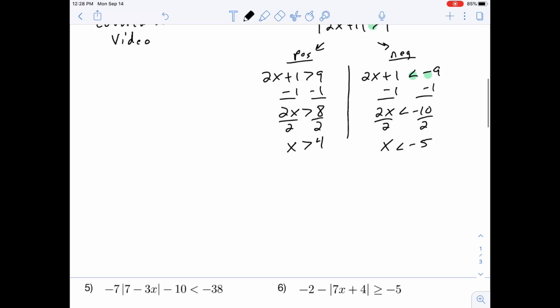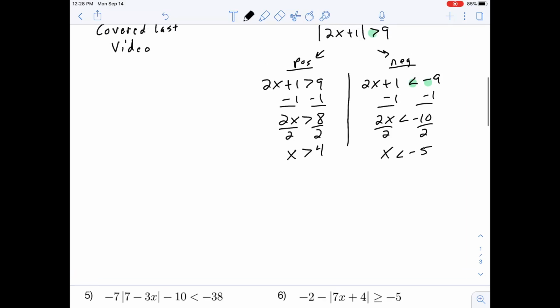Now remember, it's easier to graph this and see what kind of problem you have. You have an and or an or statement. So if I go ahead and graph this, I have negative 5 over here, and I have 4 over here. So greater than 4 is an open circle, because I don't have the equals, going to the right. This is less than, an open circle, because I don't have the equal sign, and goes to the left. So they go in opposite directions, so that makes this an or statement.